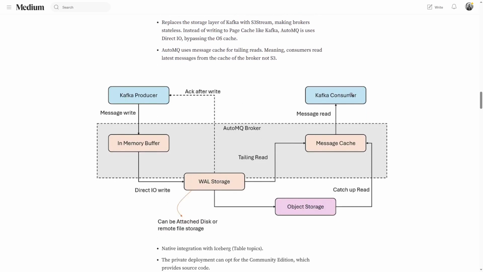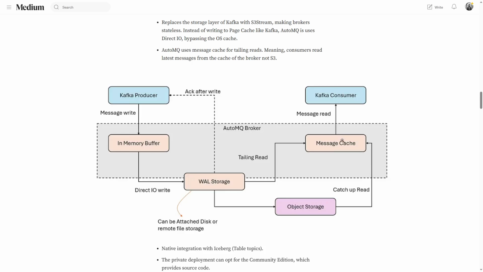This is a Kafka producer, this is a Kafka consumer, and this is AutoMQ's abstraction in this case. We have object storage in here. The Kafka producer writes to the in-memory buffer, which then gets directly written to the WAL storage backed by an attached disk, or it can be a remote file storage. There is some configuration we can choose, but generally for latency sensitive applications it is recommended to have it EBS or disk backed. Once it is written to the WAL storage, the acknowledgement is sent back saying your data has been successfully written.